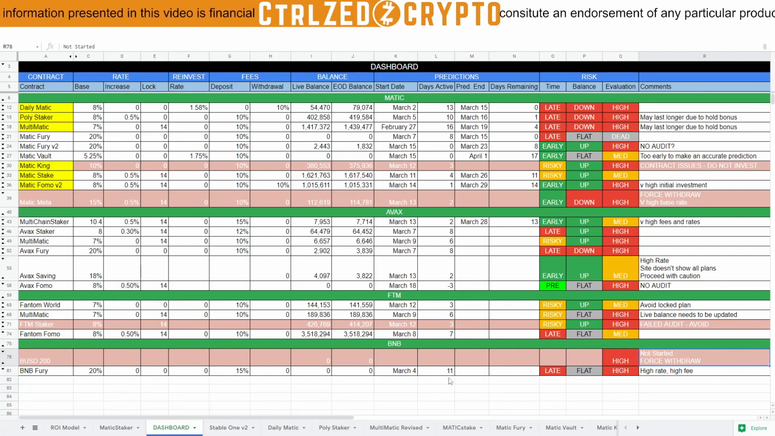So I think that's it, guys. I think the standouts from my view are, well, Matic Vault. I'll be putting some money into that one, and Matic Fomo V2 has some potential, but watch out. And you know, there are a couple of these, Avax Fomo could be interesting in a couple of days' time. We'll see how that goes, but I'm not going to go through all these again.